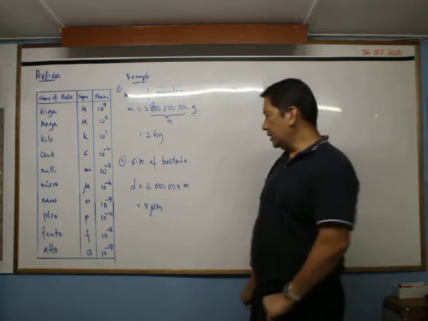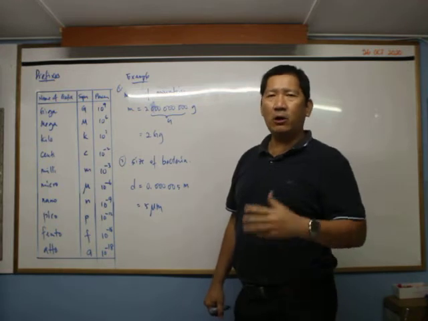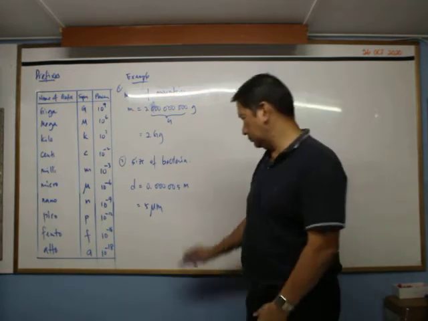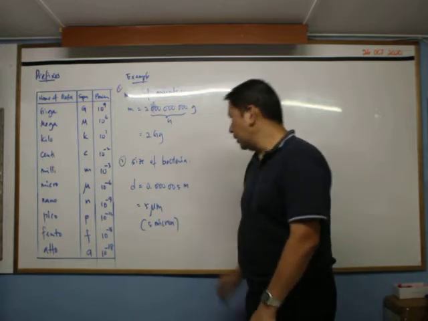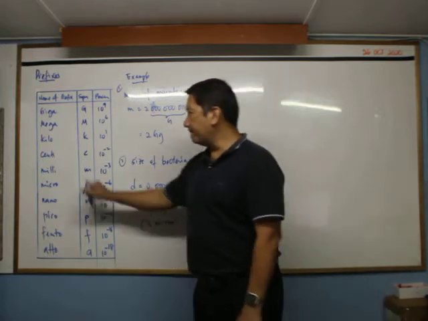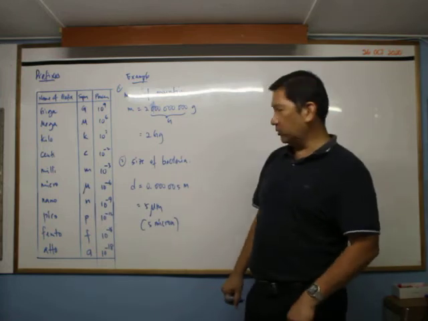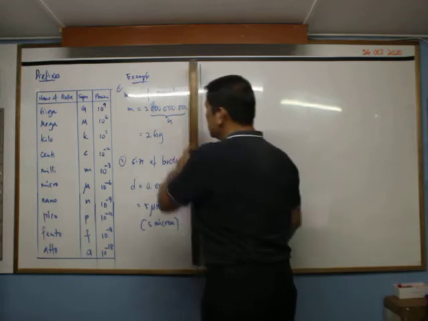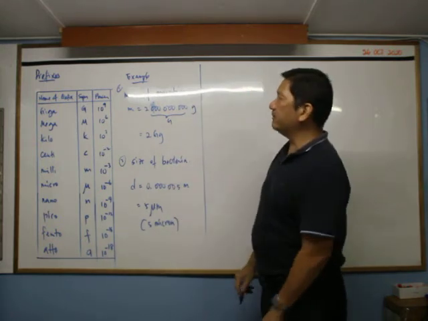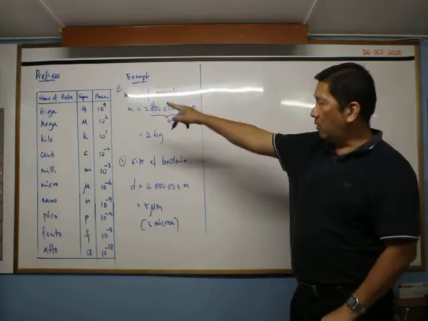Okay. So normally in biology, they call it 5 micron. So this is equivalent to 5 micron. That 5 micron refers to 5 micrometer. Alright, so these are examples of the usage of prefixes, using all those symbols.